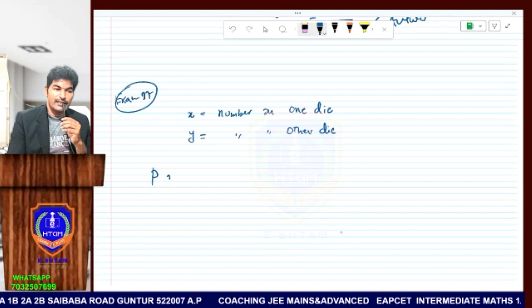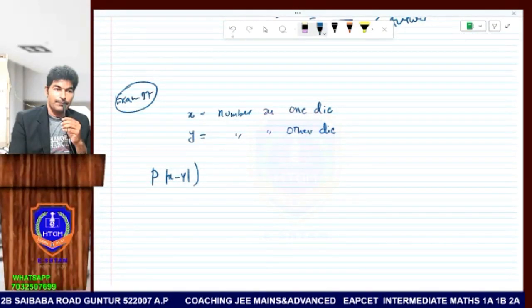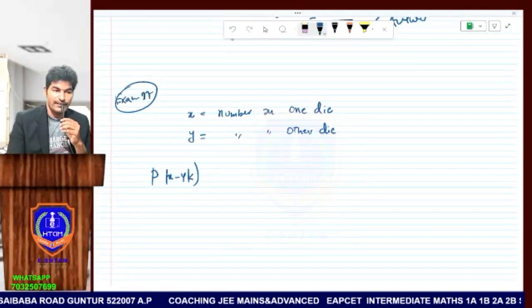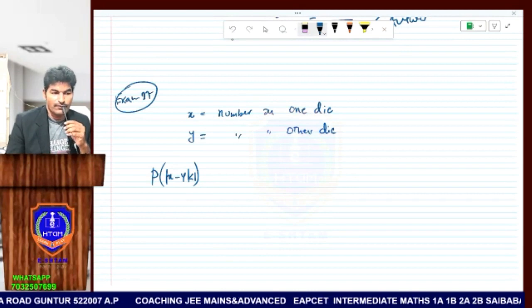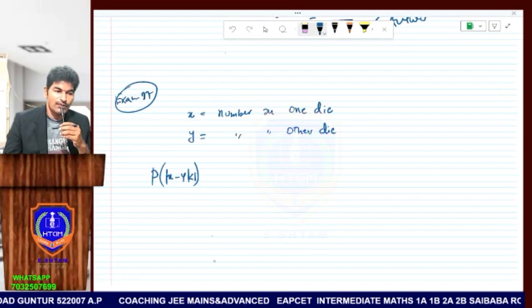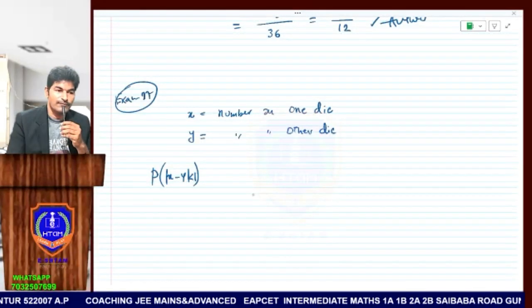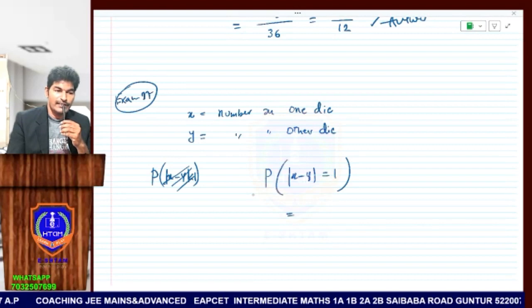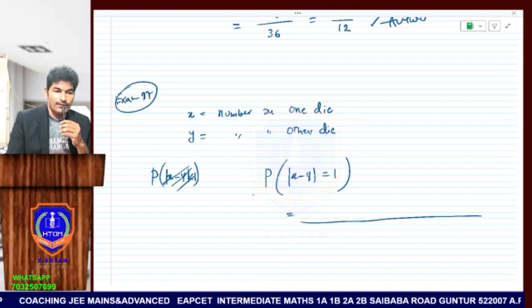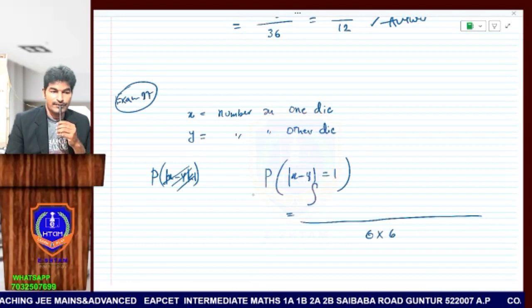So what do we need to calculate? P of modulus x minus y. Less than 1, or what? Equal to 1. The difference is equal to 1, right? Is 1 means equal to 1. The probability of modulus x minus y should be 1. For this, we will calculate the probability. And the denominator, you know, 2 dice are rolled, so 6 into 6.